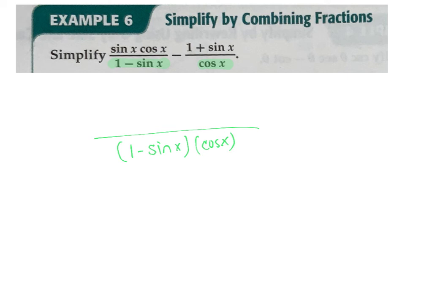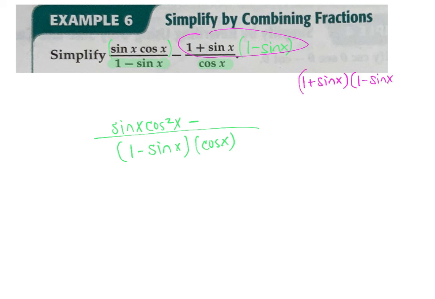And then for the numerator, I need to multiply this left one by cosine of x, so I get sine of x cosine squared of x. And I need to multiply this by 1 minus the sine of x. Now, let's look at this piece right here. I have 1 plus sine of x times 1 minus sine of x. This should remind you of something that looks like this, a plus b, a minus b. Wait, so you had to cross multiply too? Yes, so I'm cross multiplying.